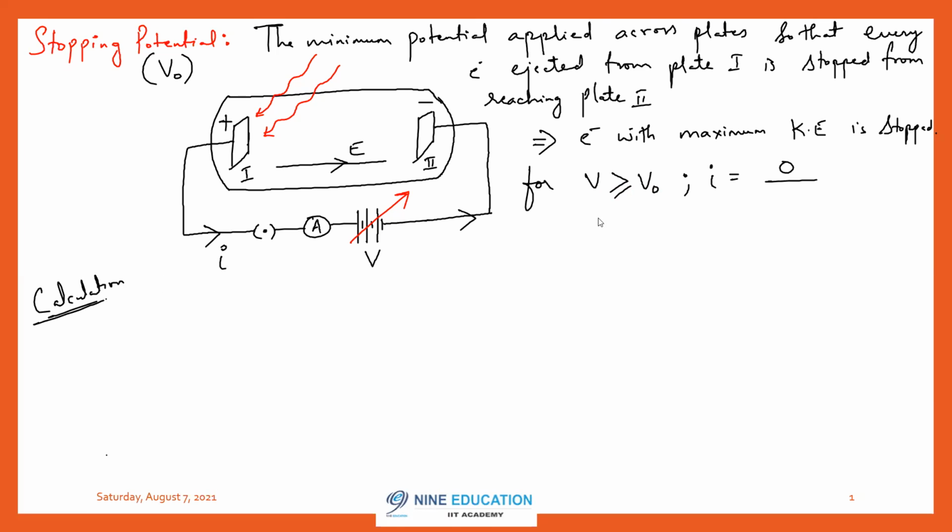We have to consider what kind of electrons? Electrons with maximum kinetic energy. Because if we find the stopping potential for these electrons, then every other electron comes into the picture. So you can say, for an electron with maximum kinetic energy, apply the work energy theorem.